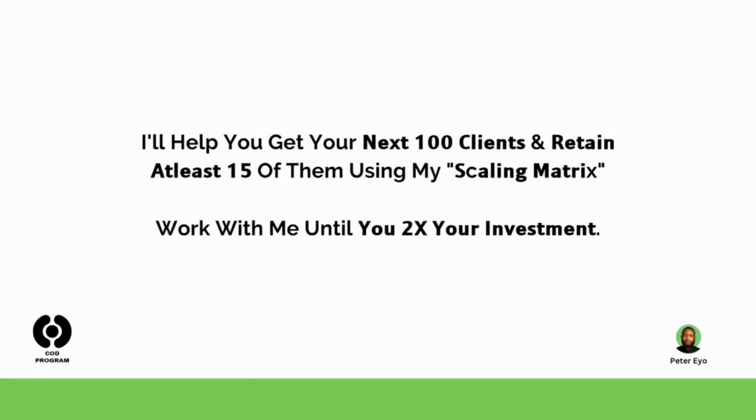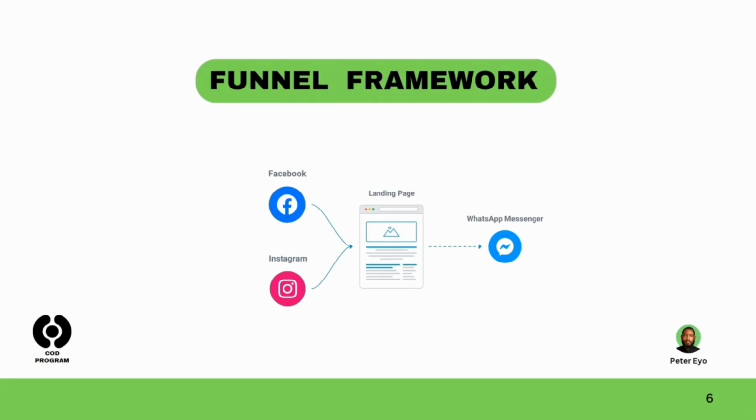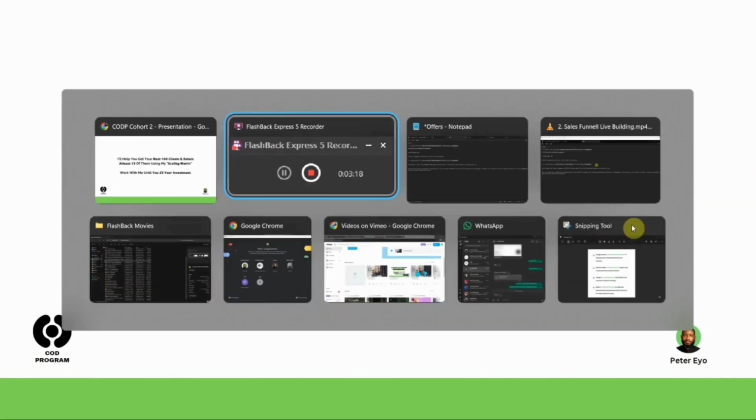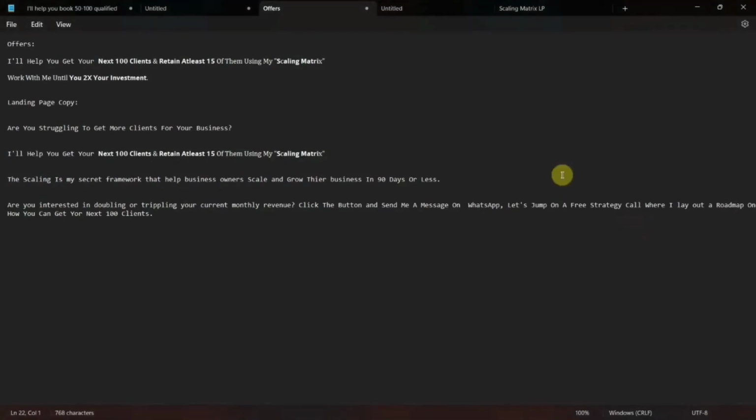So this is the offer. From this offer, I'm going to map out the landing page copy for the funnel. For the funnel framework, we're going to use a very simple funnel framework from the traffic source, which is Facebook or Instagram, to a landing page, and then they click to send me a message on WhatsApp. I've already created the landing page copy, so I'm just going to open my notepad.